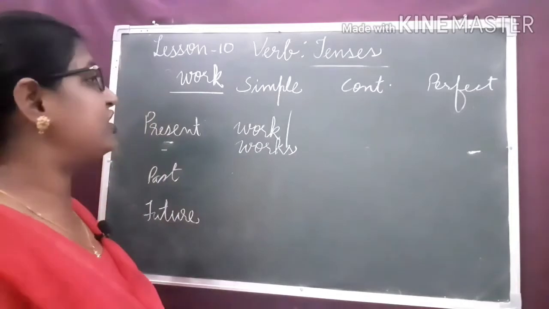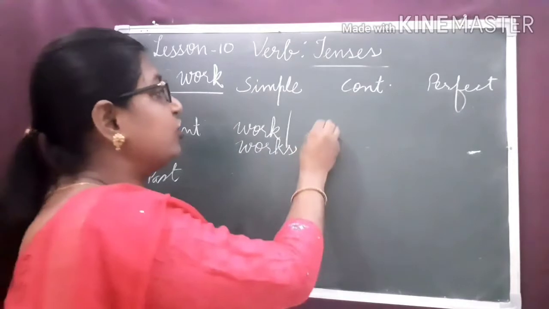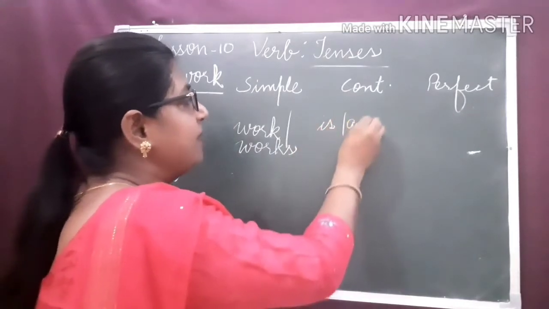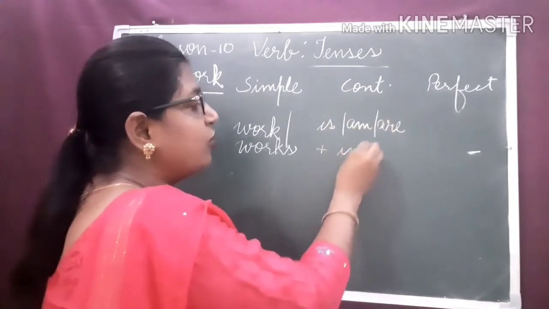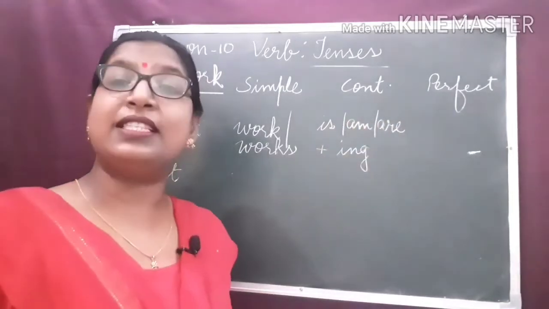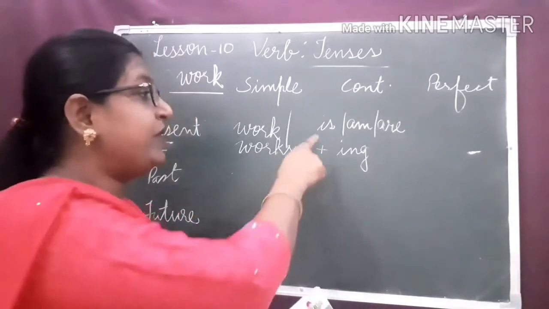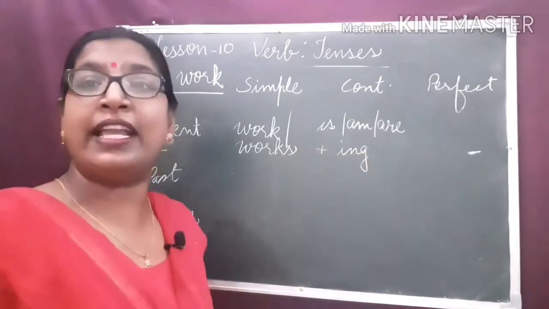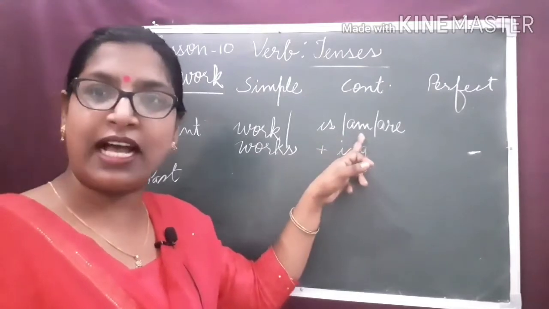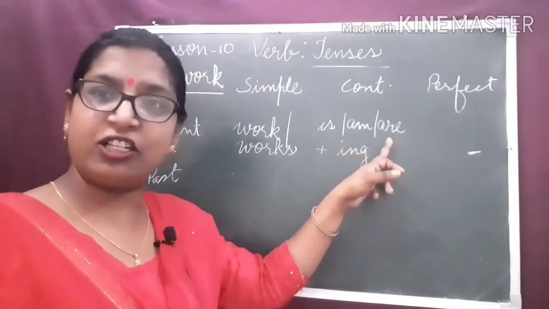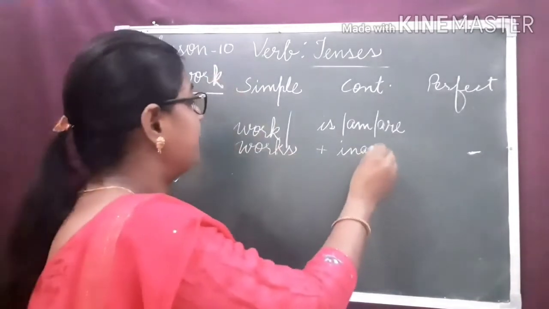In present continuous tense, we use the helping verbs is, am or are plus the ing form of the verb. Clear? Is, am, are plus ing form of the verb. If the subject is singular, we use is. If the subject is I, we use am. And if the subject is plural, we use are. So the verb will be working.